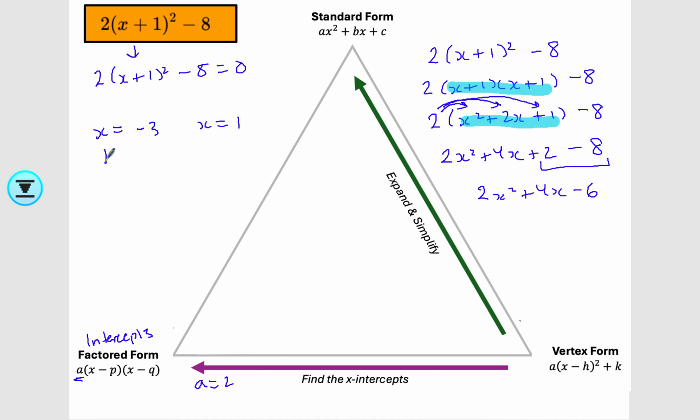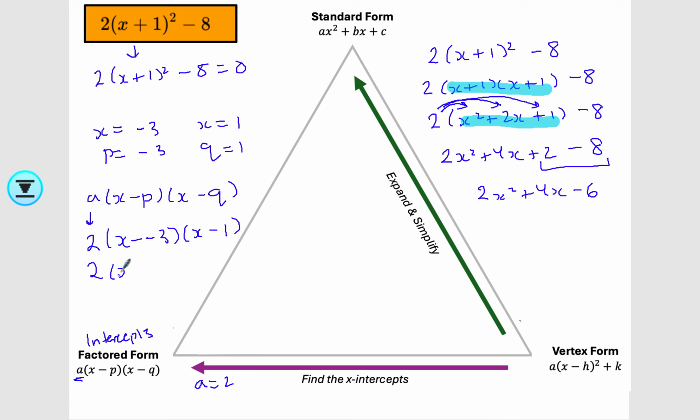So these are my p value and q value, and we said it does not matter which one's p and q unless they have stated something like, p has to be less than q, but we didn't, so it doesn't matter. Now if I take factored form, which is a(x minus p)(x minus q), I can directly plug in my letters. This is 2, x minus p, so minus negative 3, and then minus q, which is minus 1. Minus negative 3 will end up being x plus 3, x minus 1. So I have now written it in factored form.